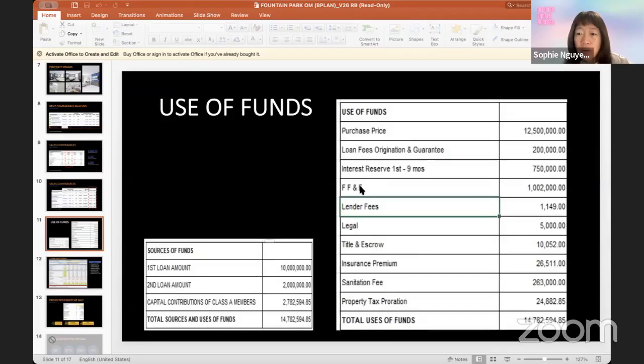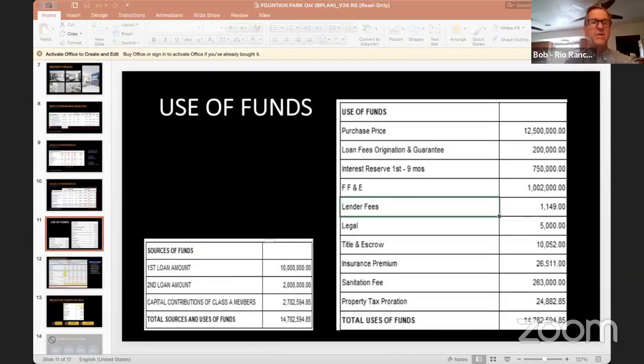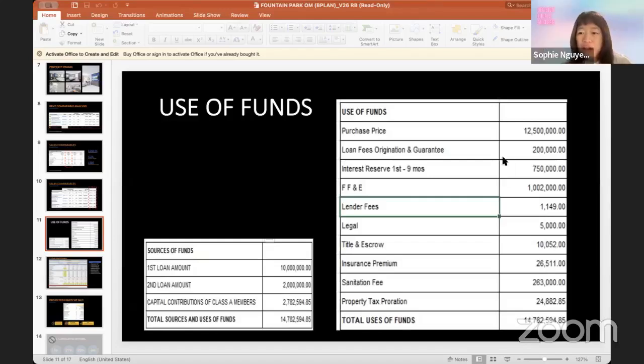What is FF&E? I forgot what it is. I don't honestly know. Let me check real quick. Yeah, we can check it. Fixtures, furniture, and equipment. Okay, okay. So this is my question about this. It should be, so if you're putting forth a loan and capital contributions for members and all that.